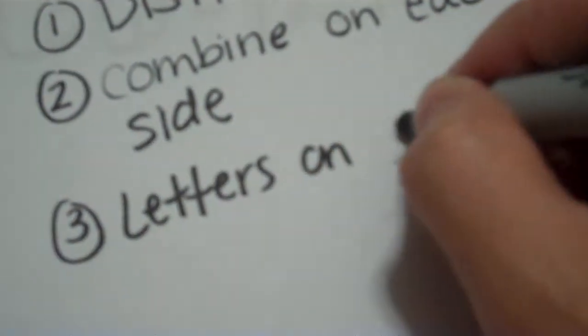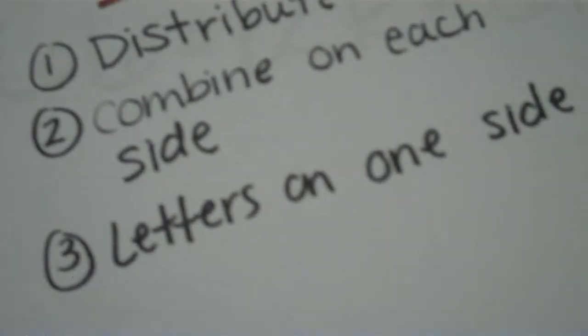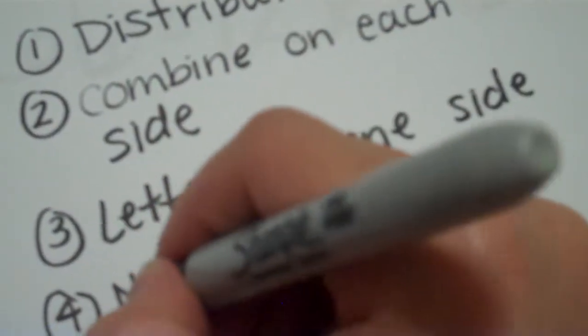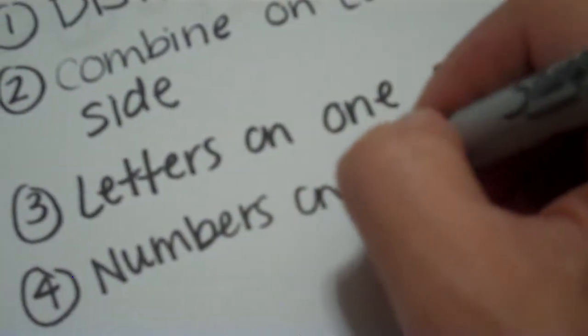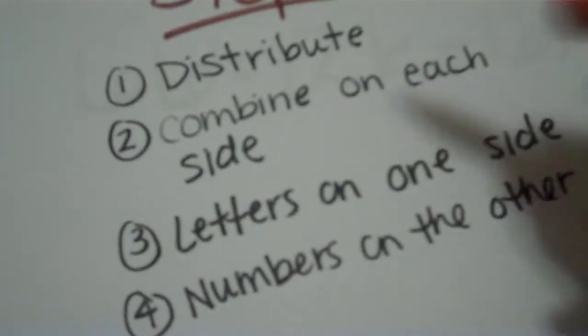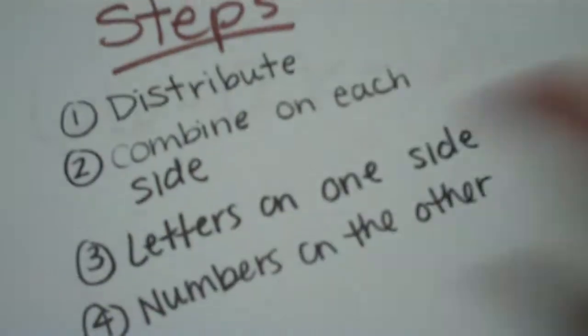Distribute, combine like terms. Third thing is you're going to put your letters on one side. Meaning if you have, remember when we did solving with variables on both sides? If you have letters on, we want to get letters on one side. And then the fourth thing we do is we get our numbers on the other. Okay? Let me just tell you right now, you have done number 1, 3, and 4 for 2 weeks. Number 2 is the one that we're going to kind of work on a little bit today as well.